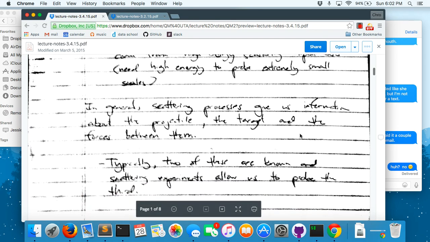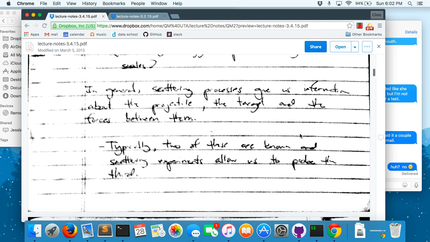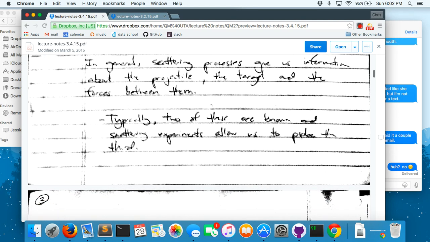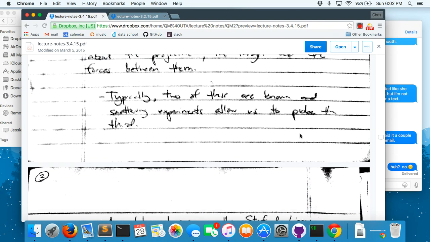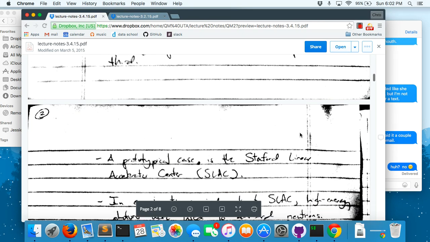So typically the way scattering experiments work is that two of these are known, right? So we might know all the properties of the projectile, and we might think we know what the target is made up of, and what we're testing for is the forces between them, right? And from the results of the scattering experiment, we can extract that information.